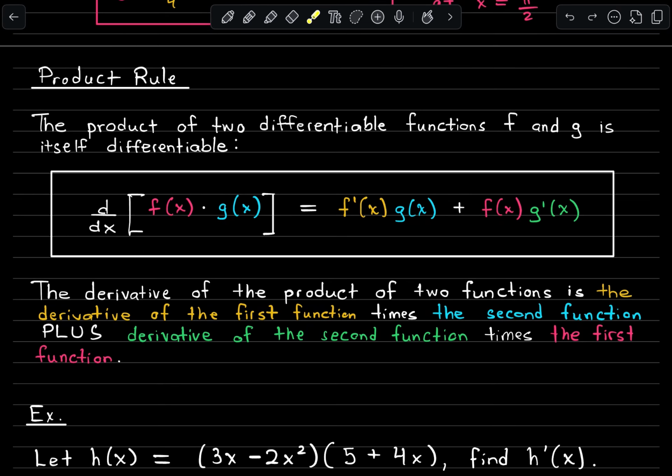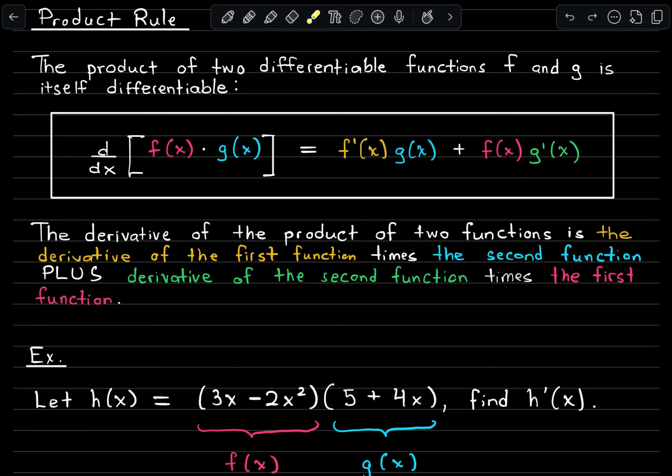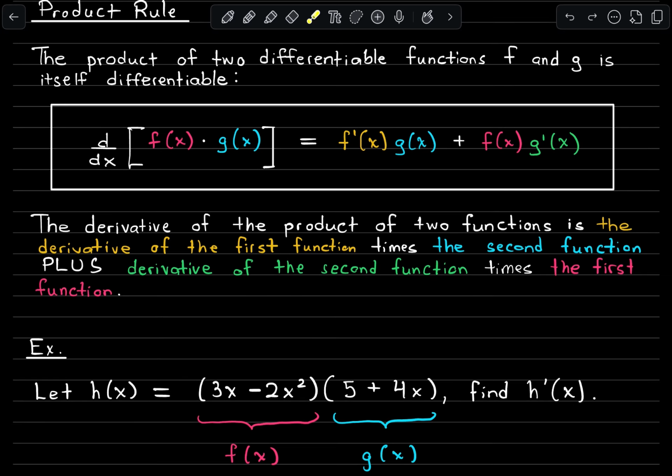Let h of x equal 3x minus 2x squared in parentheses, so this is the one we're going to call our first function, times 5 plus 4x. This is our second function, g of x. Okay, let's find the derivative h prime of x. Okay, so all I'm doing there is just identifying these.